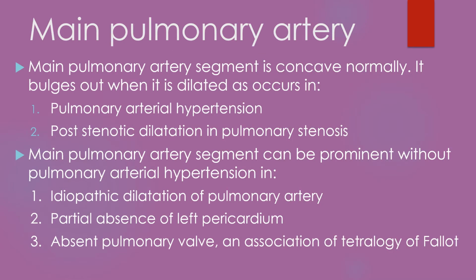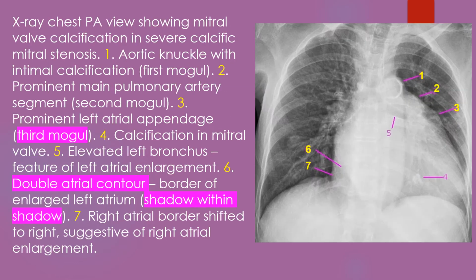Main pulmonary artery segment is concave normally. It bulges out when it is dilated, as occurs in pulmonary arterial hypertension or post-stenotic dilatation in pulmonary stenosis. Main pulmonary artery segment can be prominent without pulmonary arterial hypertension in idiopathic dilatation of pulmonary artery, partial absence of left pericardium, absent pulmonary valve and association of tetralogy of Fallot.